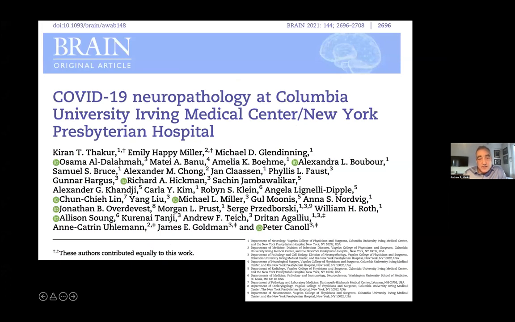I want to acknowledge the terrific work of the brain autopsy team at Columbia University, shown here. Obviously a huge effort to characterize the brains from these COVID-19 patients. I draw your attention to this important article recently published by this group, in which they looked more extensively at the neuropathology in the brains of the COVID-19 patients studied at Columbia. And Jim Goldman and Peter Canoll were particularly helpful to us in the study.